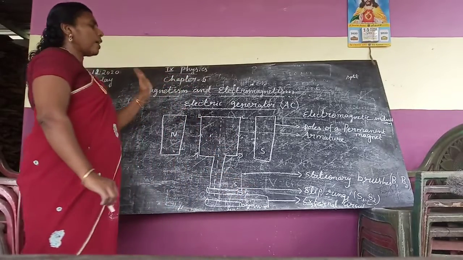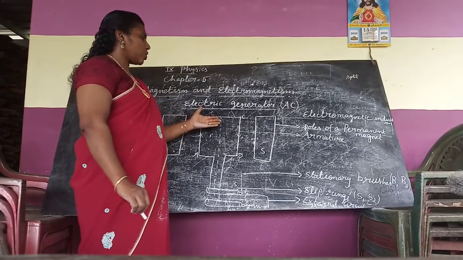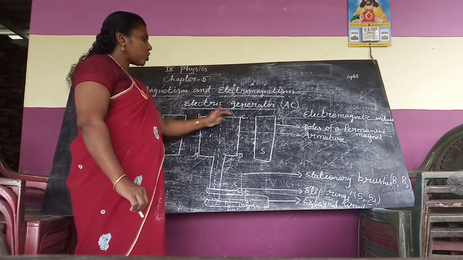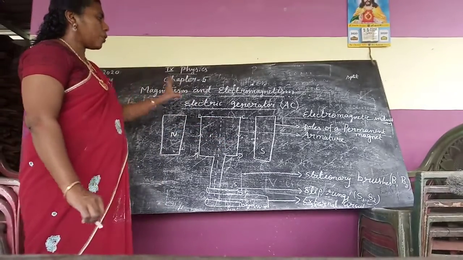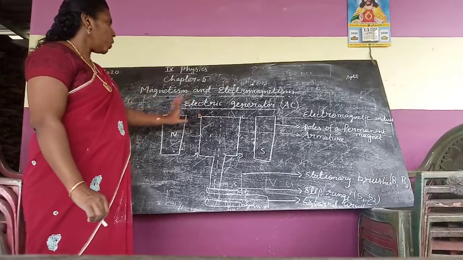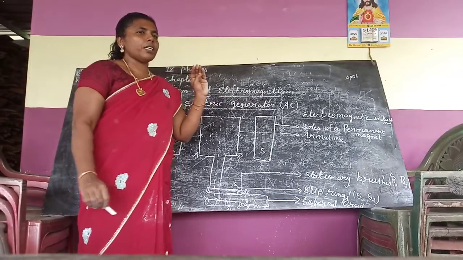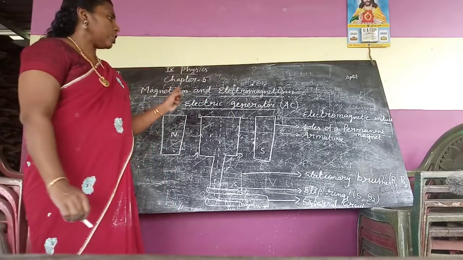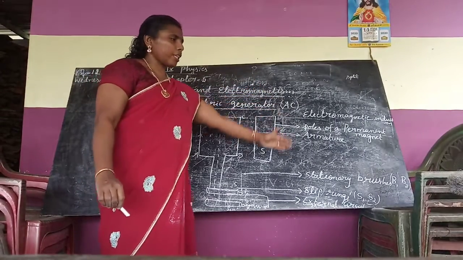So like that, rotation takes place. In each half cycle, the direction of the current will change. This direction of the current is found by using Fleming's right hand rule. All of you know about Fleming's right hand rule. So this is the working of the electric generator. First we learned the construction of the electric generator or AC generator and its diagram. You should mark the parts.